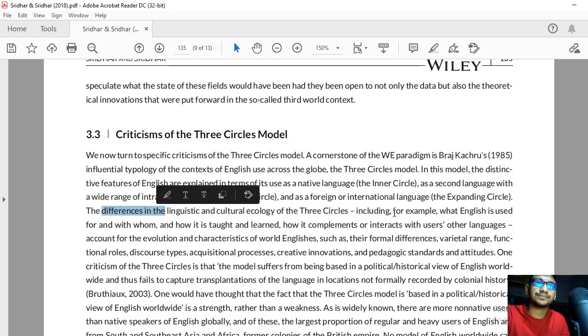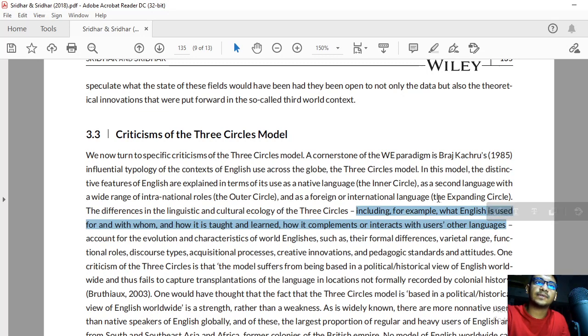The differences in the linguistic and cultural ecology of the three circles include, for example, what English is used for and with whom, how it is taught and learned, and how it complements or interacts with users' other languages. So these are some examples of how the inner circle, expanding circle, and outer circle are different from each other. They account for the evolution and characterizations of world Englishes, such as their formal differences, varietal range, functional roles, discourse types, acquisitional processes, creative innovations, and pedagogic standards and attitudes.